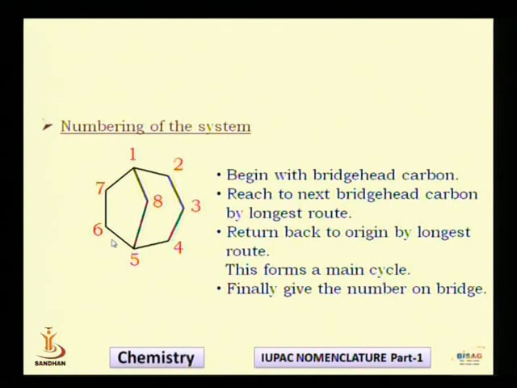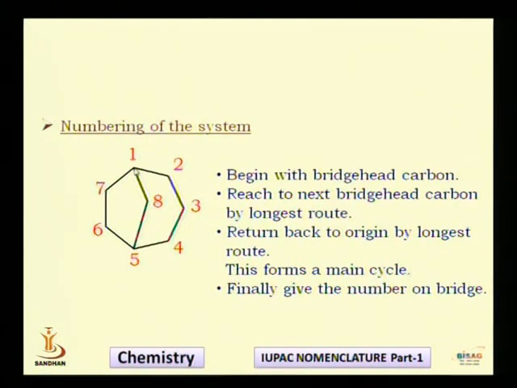After completion of the main cycle, you have to number the bridge. So whatever link is there, which is connecting number 1 and 5, that is called a bridge, and on the bridge we have 1 carbon. So that is to be numbered at the end.